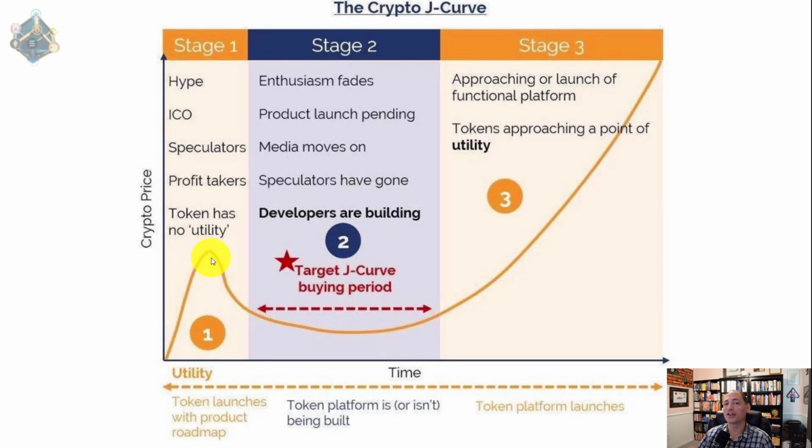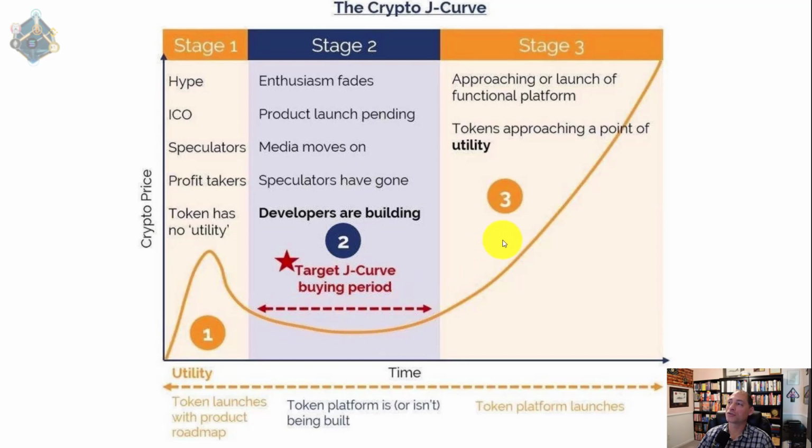You don't know where it's going to turn and start going down into this area, which is your stage 2 area. The enthusiasm phase. Product launches are pending. You're hearing about utility updates. You're maybe getting some screen captures of what it's going to look like. All the media moves on. Some of your bigger investors have moved on. The price is dropping. The token's still trying to build up holders. It's still trying to get some people to invest. You're still doing some buys and sells. But the developers are building during this stage. And as you can see, the target J curve buying period is in this area here. Sort of. Let's keep going through this and then I'll explain.